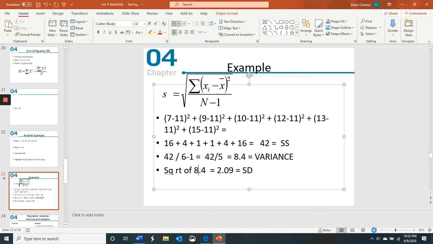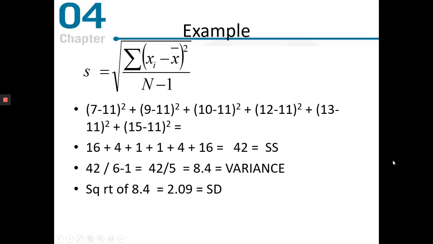So now we take the square root of 8.4. The square root of 8.4 is 2.09. That is the standard deviation. So again, if you know the variance, take the square root of the variance, and you get the standard deviation. If you know the standard deviation, square it, and you'll get the variance.